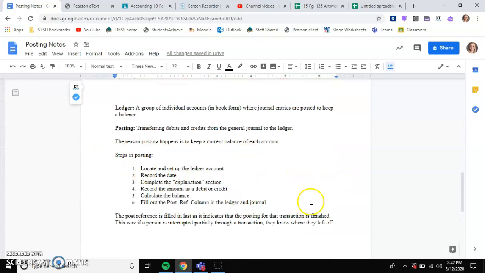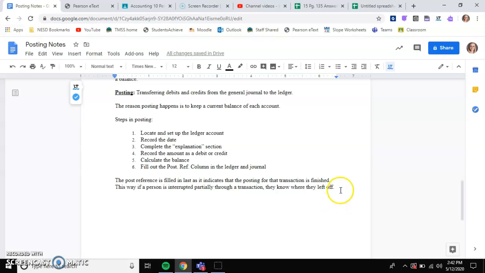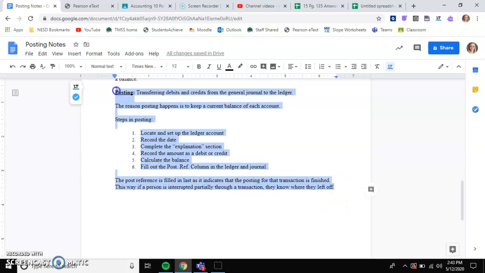What are the steps in posting? She goes through this in great detail in her 14-minute video yesterday, so I just encourage you to watch the video and follow these steps. You do the date. You have to set it up. Okay, account name and the number. Then the date. Complete the explanation section.